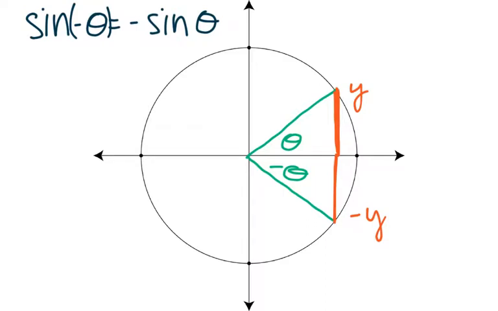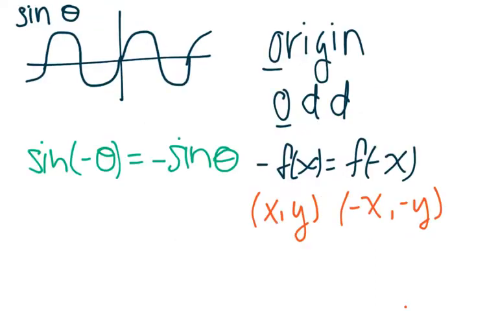So you can think about the oddness of sine either in terms of what's happening with the values on the unit circle or on the graph of sine itself. So just remember that symmetry about the origin, O, means that your function is odd, O.